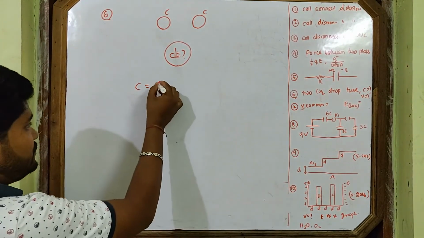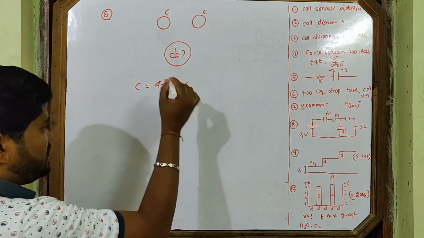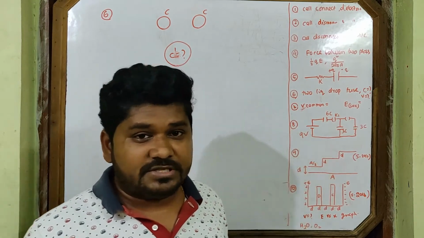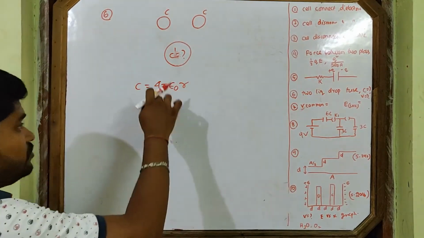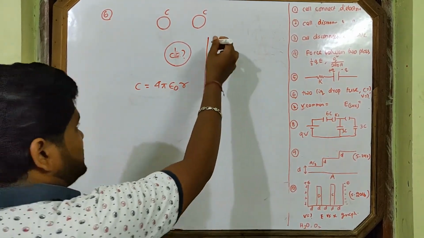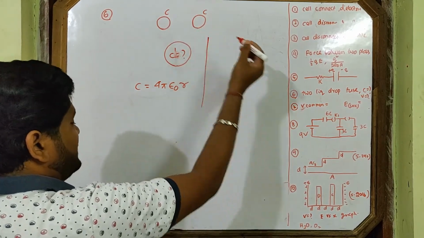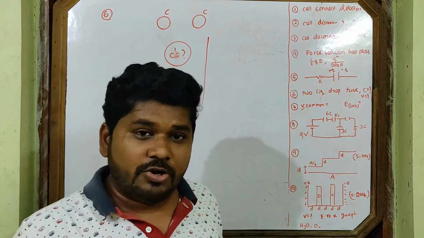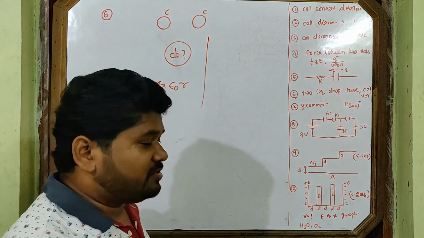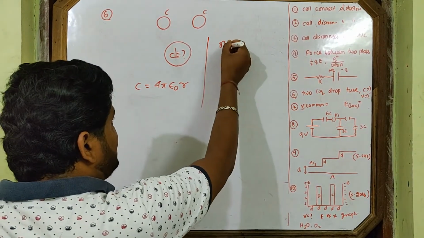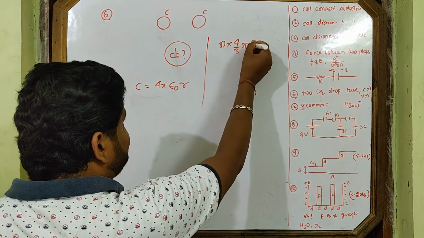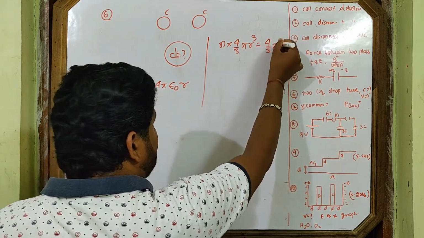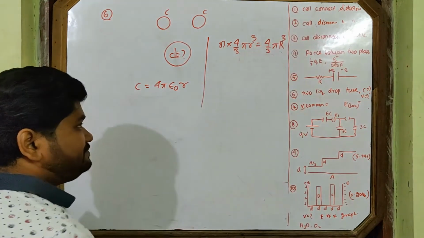So C is equal to 4 pi epsilon naught R. This is the capacitance of a spherical drop. But I told you the concept: volume remains constant. Two drops are here, maybe n drops. Let's say I am doing this question for n number of drops. Then you will put in place of n whatever is given in the question paper. Volume: n into 4 by 3 pi r cube is equal to 4 by 3 pi capital R cube.